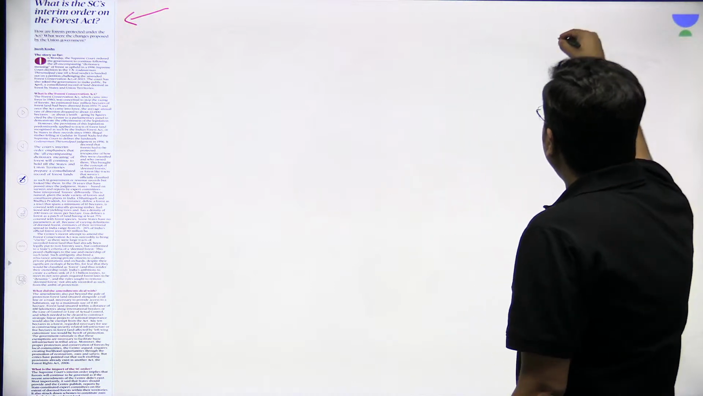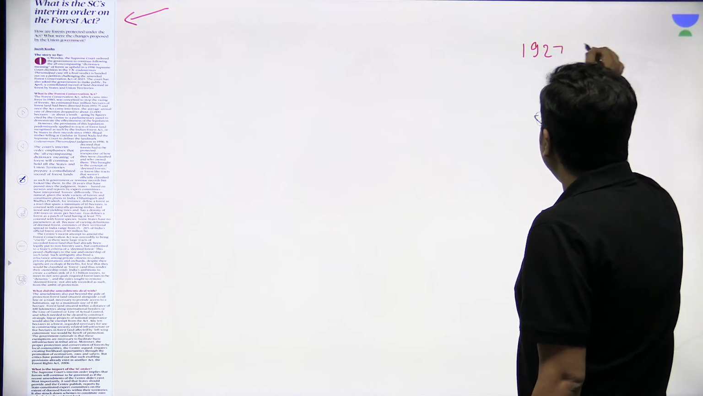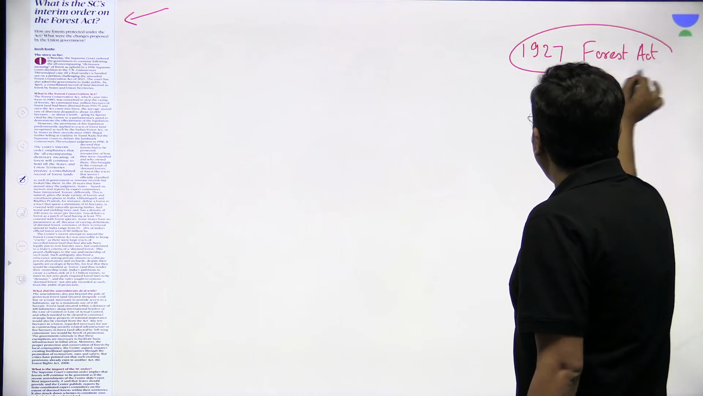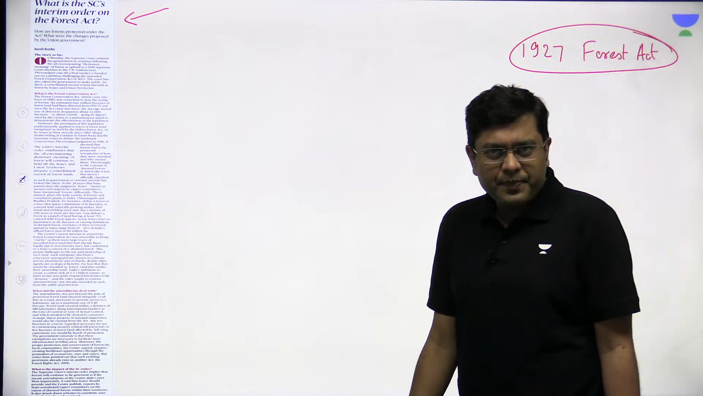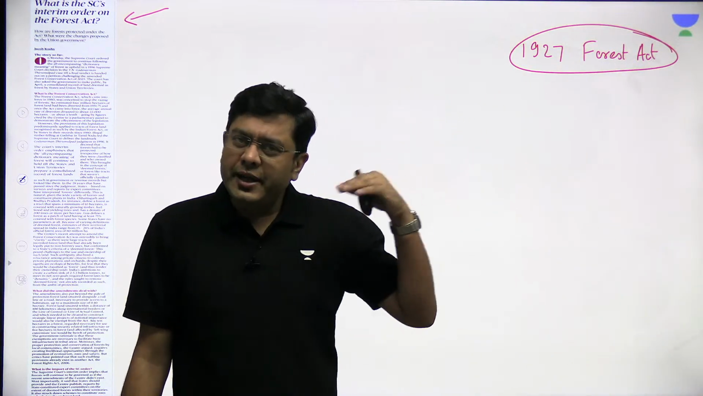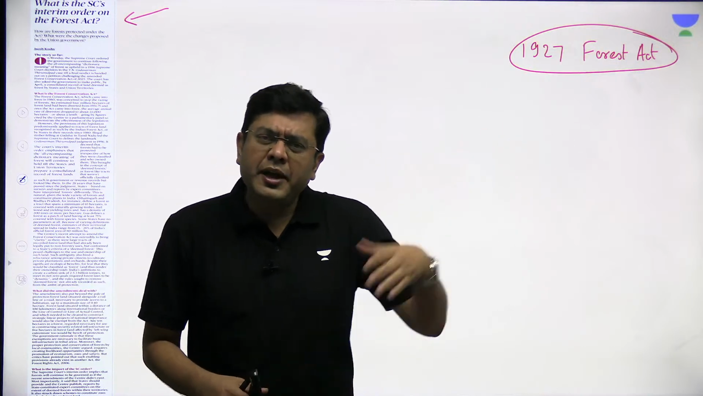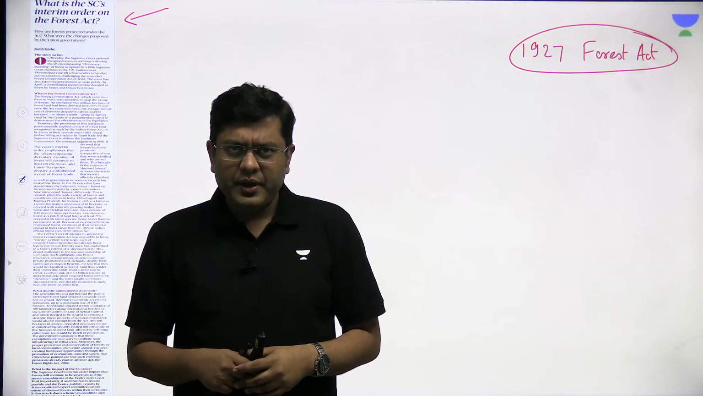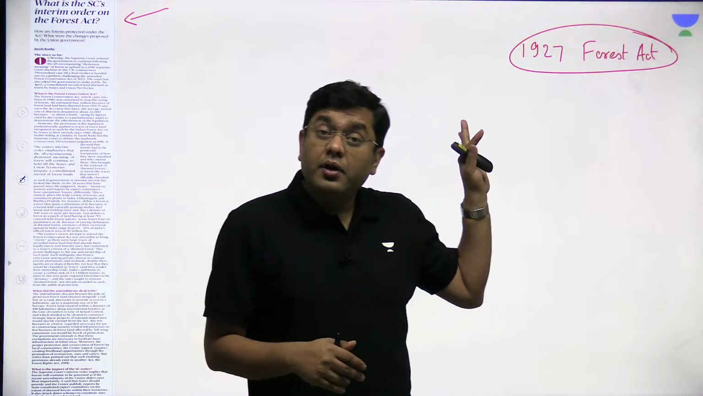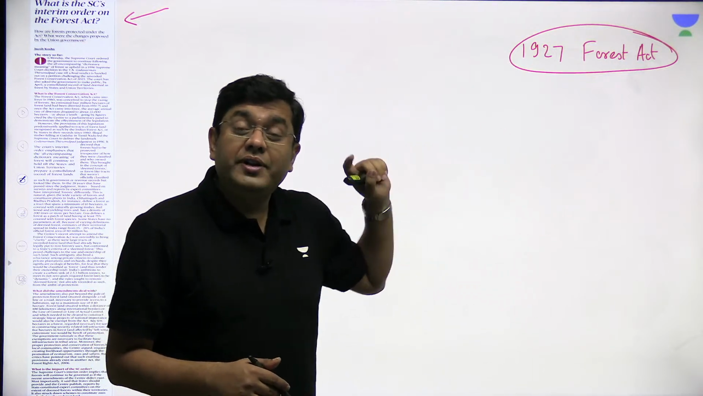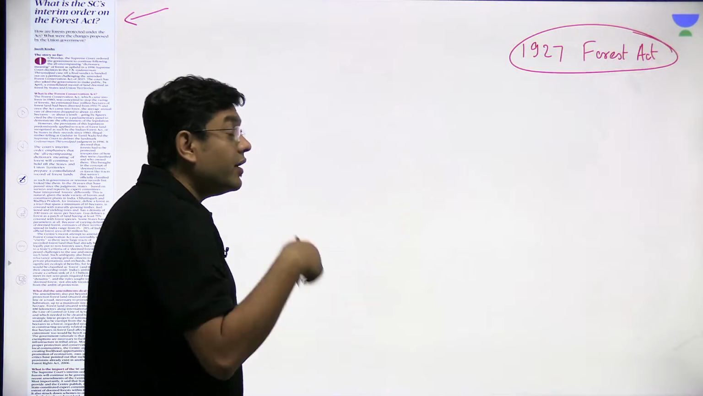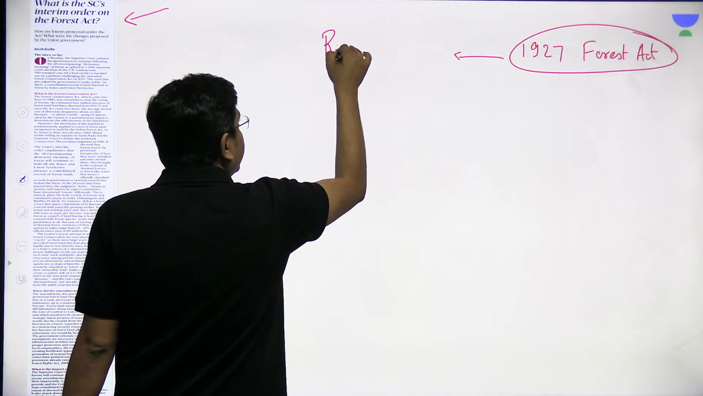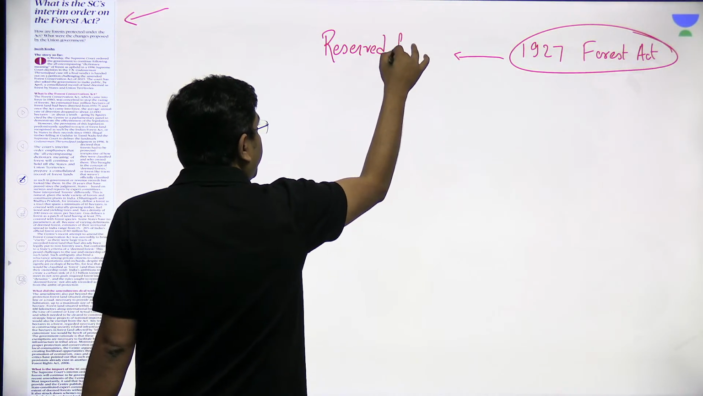For that, the government in 1927 passed the Forest Act. Under this 1927 Forest Act, they could reduce our access to timber and various other products, and in many of the areas, basically restrict the access to the forest land itself. This meant that the government could declare certain areas as reserved forest. So, under this, certain areas were declared as reserved forests.